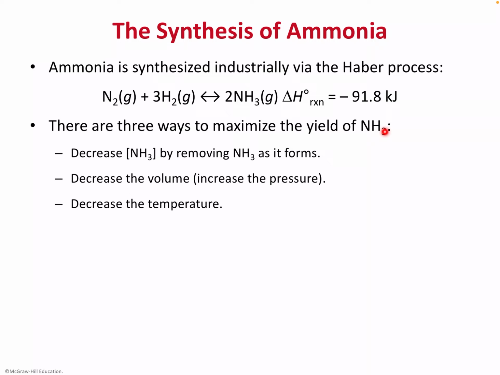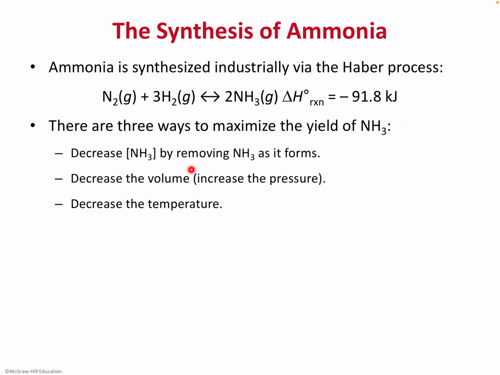Or how can we make the yield of ammonia higher? So these are all gases. 1 mole of nitrogen, 3 moles of hydrogen. So 3 plus 1 is 4. And then you have 2 moles of ammonia. So the number of moles decreases, right? So one way we can achieve this is to decrease ammonia by removing ammonia as it forms. So you remove one of the products. Then as you remove it, the reaction will proceed making more ammonia.